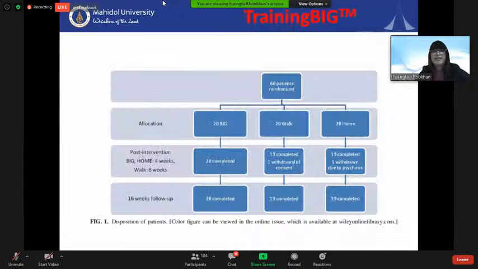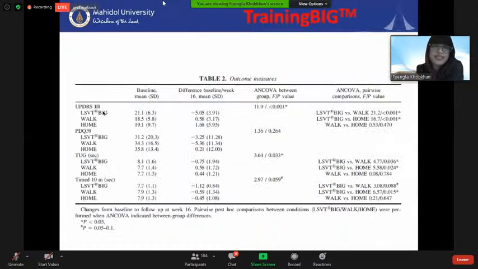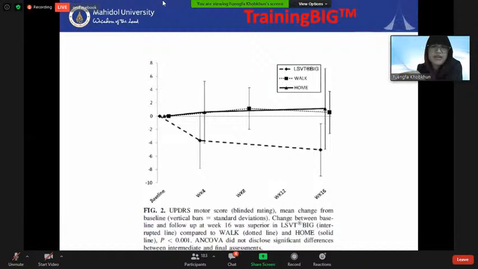So for the BIG concept, the original paper compared home exercise, BIG exercise, and non-exercise, and tested walking. They found that the BIG group improved on the UPDRS, improved the PDQ, the Parkinson's disease quality of life, improved the Timed Up and Go, and improved the 10-meter walk test. So it's quite good to use the BIG concept.